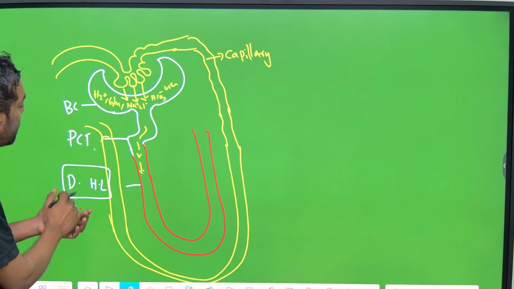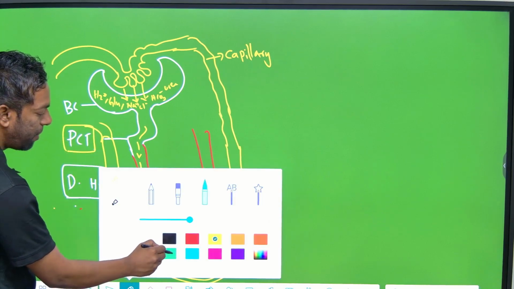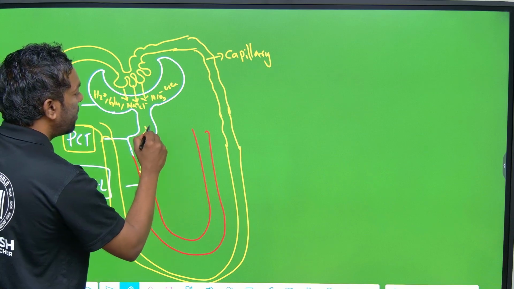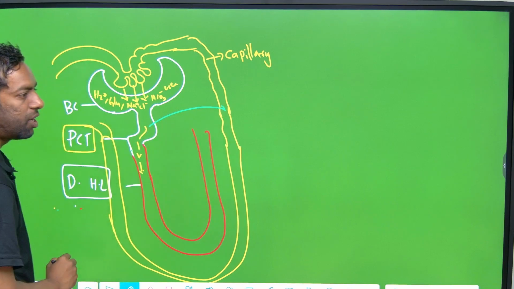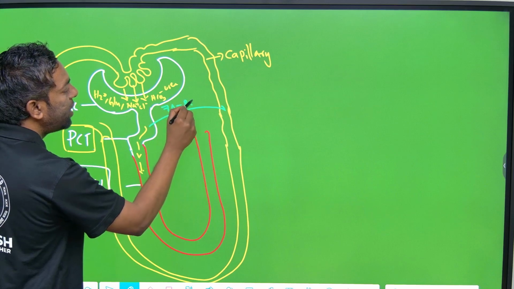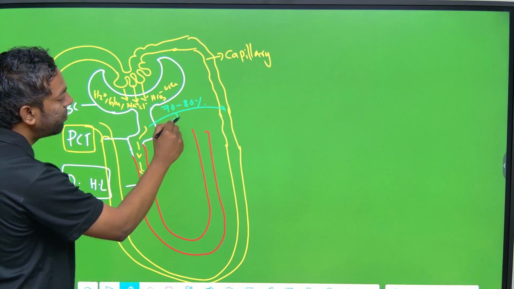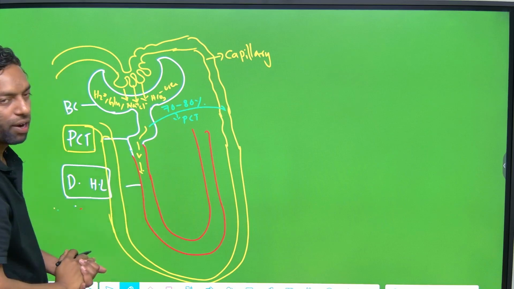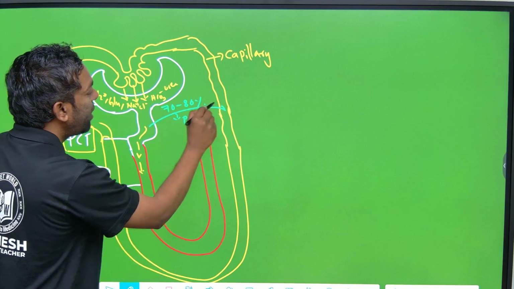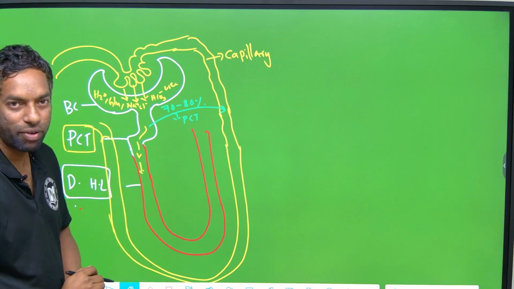These ions which enter get reabsorbed into the capillary network. Reabsorption is going to take place. 70 to 80% reabsorption takes place in the PCT. From where to where? From the lumen of the nephron into the capillary network, into the blood. The capillary network is nothing but the blood vessel.